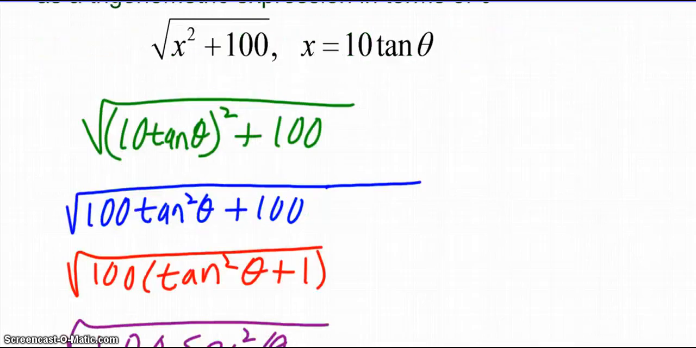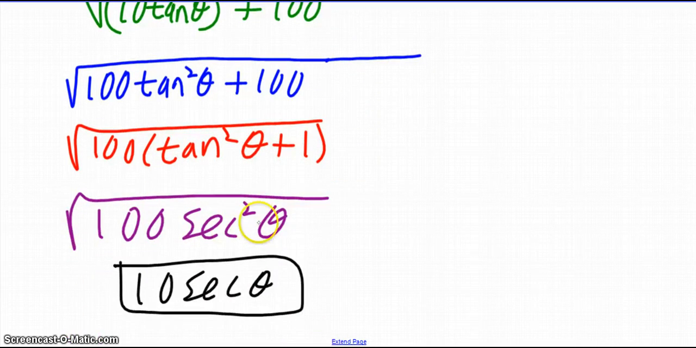Okay, so after the initial substitution, now I can square both terms in here because this is multiplication, so it becomes 100 times tangent squared plus 100. Factor out a 100, so I have the square root of 100 times the quantity tangent squared theta plus 1. Tangent squared theta plus 1 is secant squared, so since this is multiplication, I can take the square root of both. The square root of 100 is 10, the square root of secant squared is secant. I'm done. Now you're going to go on to part 2 to do a couple verifying problems.